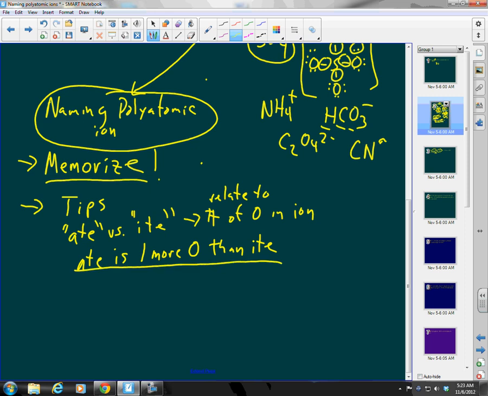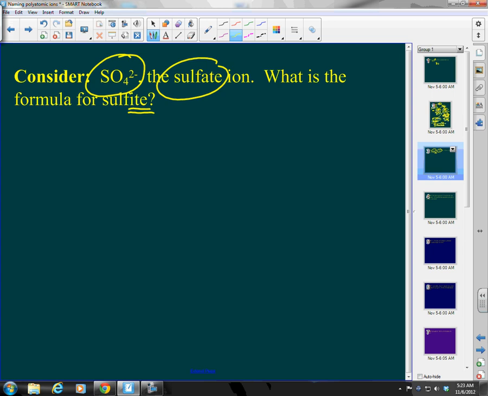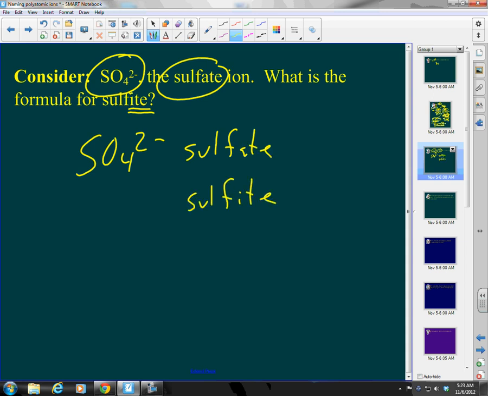So we go back to our question. I have sulfate. SO4 2 minus is sulfate. So the question is, what is sulfite? Ite versus ate, ate is one more than ite. So how many oxygens does ite have? Well, I have O4 here. One less, that means this must be O3.